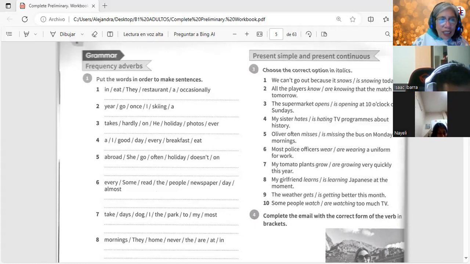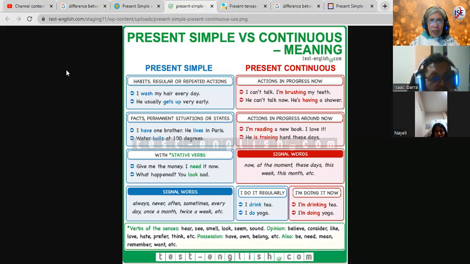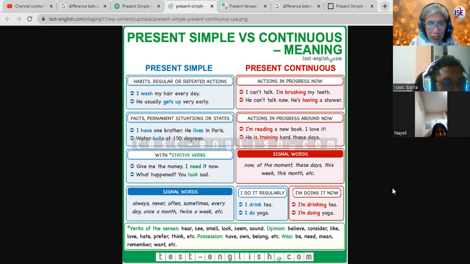Okay, but actually simple present is an activity that talks about habits, activities you do in certain periods of time, etc. Finally, I could open it. Can you see it? Present simple versus continuous meaning.